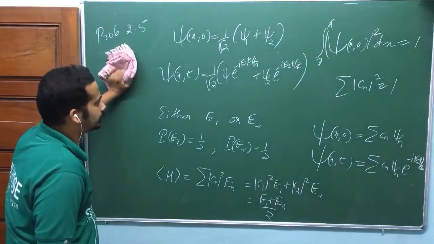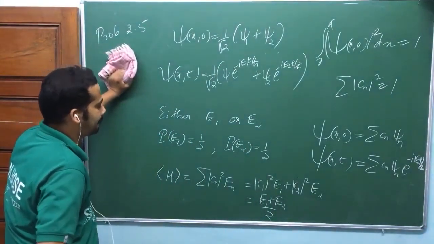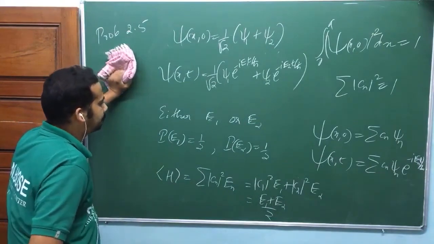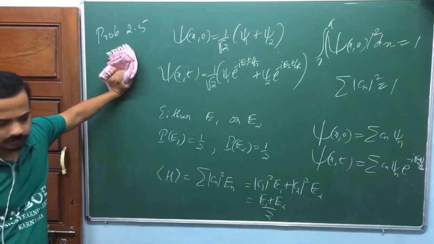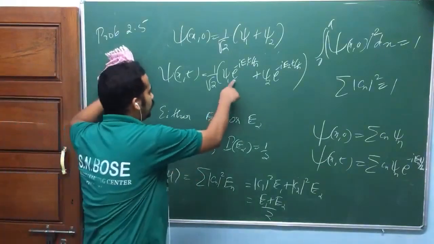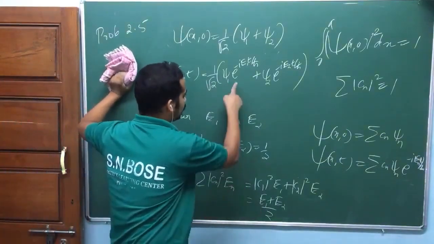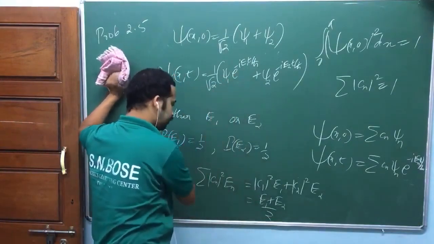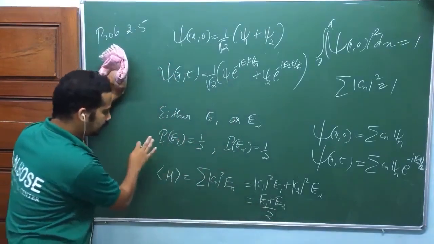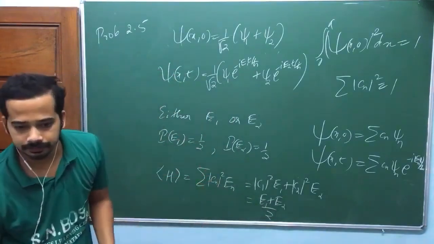Sir, in this question a particular time is given. Where is a particular time given? Even for later times, the coefficient mod square is the same. That's what I told. E power i theta, its mod square is the same. Even for later times, the energy probability and average will not change.